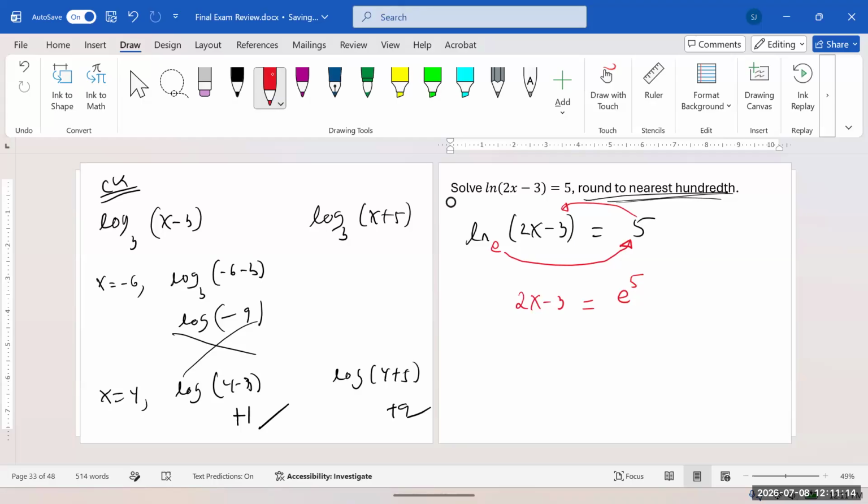So convert log into exponential. I noticed some people multiply e with 5, which is wrong. It's not e times 5, it's e to the power 5. So we add 3, and then we divide by 2. So our x is whatever you have here, rounded to the nearest hundredth.